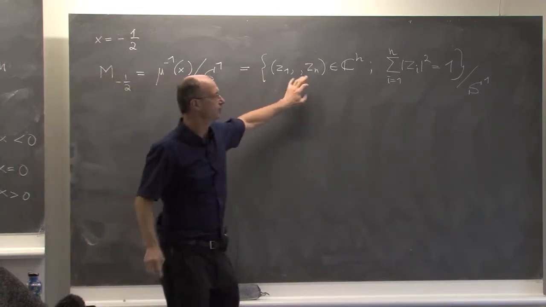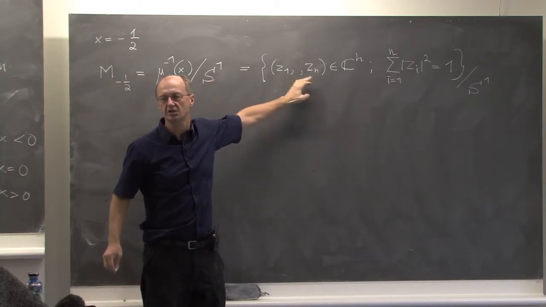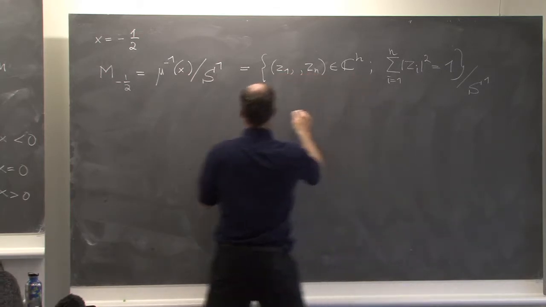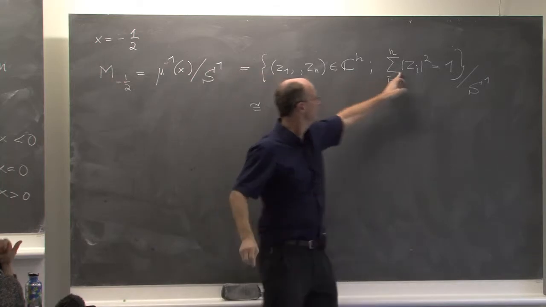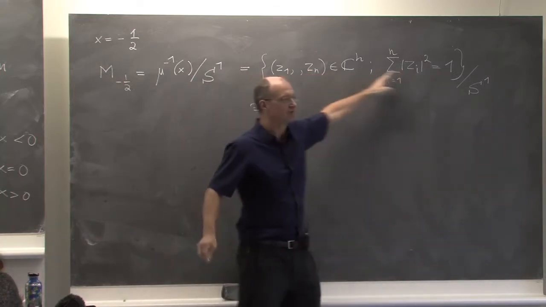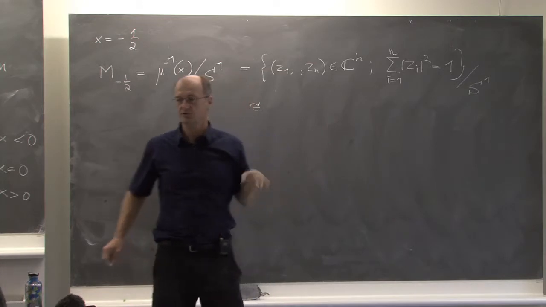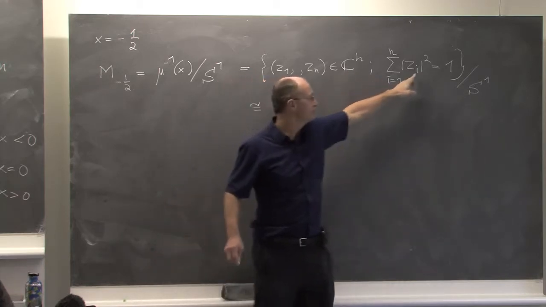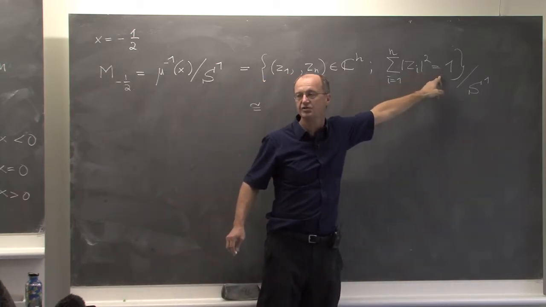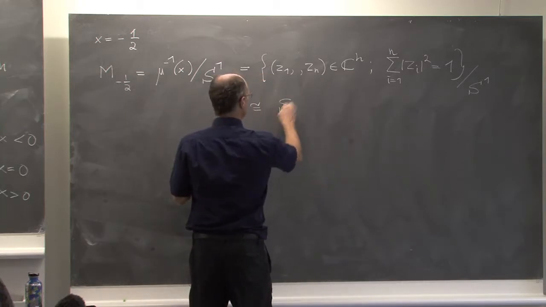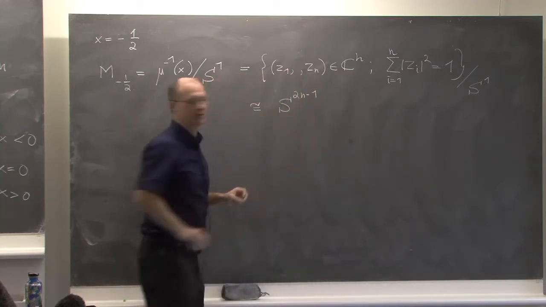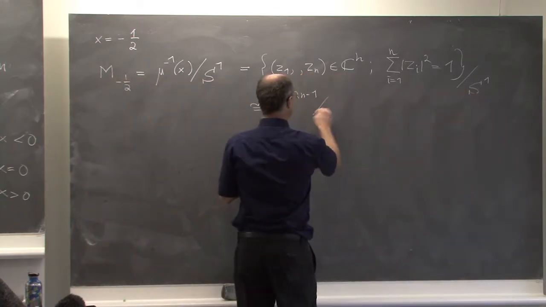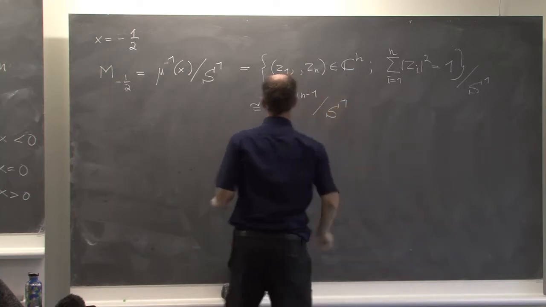So what is it geometrically, this set? One idea how you can understand it is as follows. What is this level set? If you think about it as a subset of R^2n, it's a unit sphere. So this is a sphere of dimension S^{2n-1}, and here there is this S^1 action, so this is a quotient of the sphere by the S^1 action.